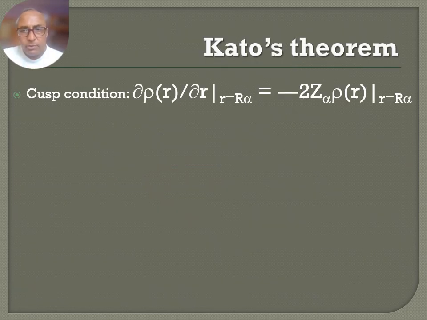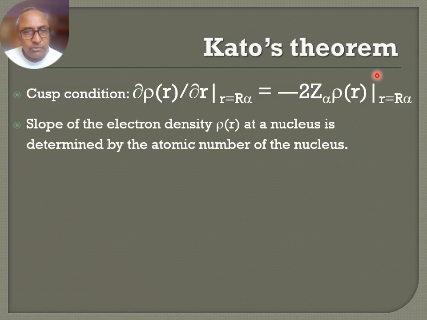Before introducing density functional theory, let me mention Kato's theorem, which defines the cusp condition on the electron density at the positions of the nuclei. That is, the slope of the electron density at the nucleus is related to the nuclear charge and the electron density at the nucleus. Thus, the slope of the electron density at the nucleus is determined by the atomic number of the nucleus.